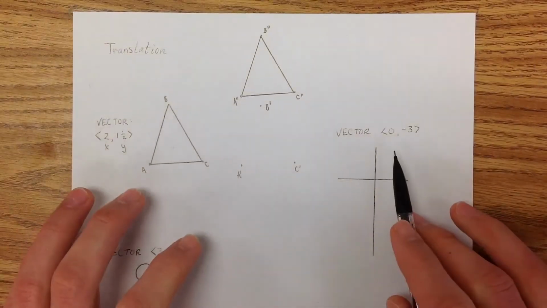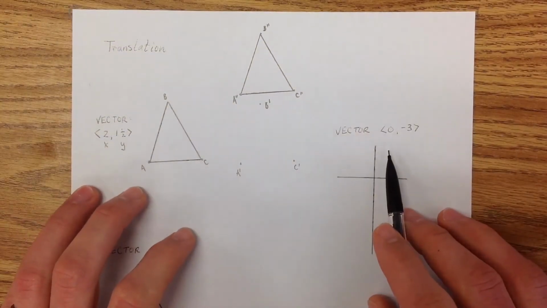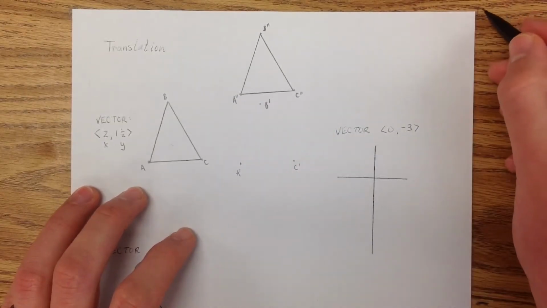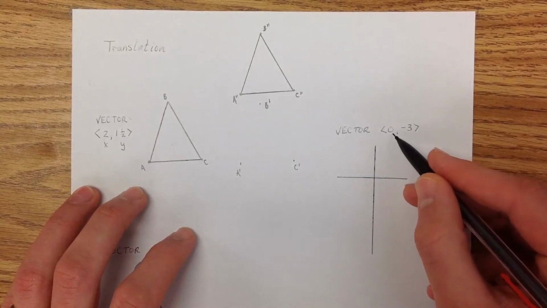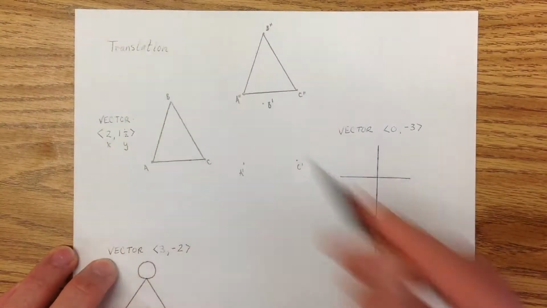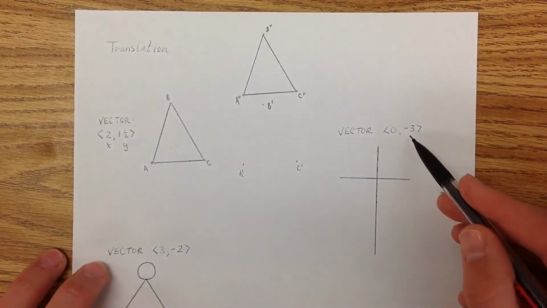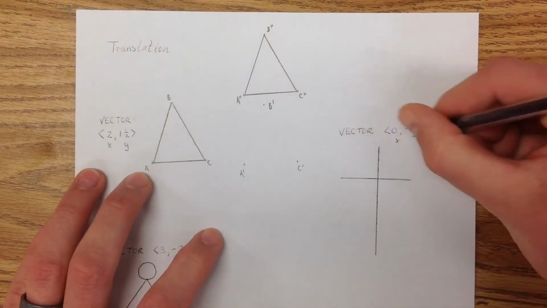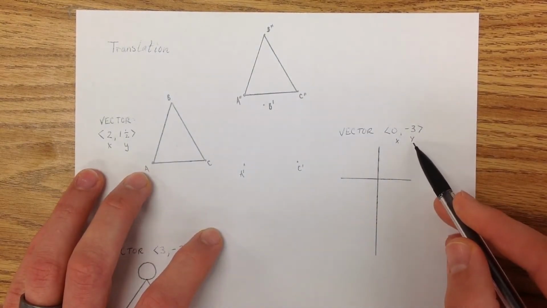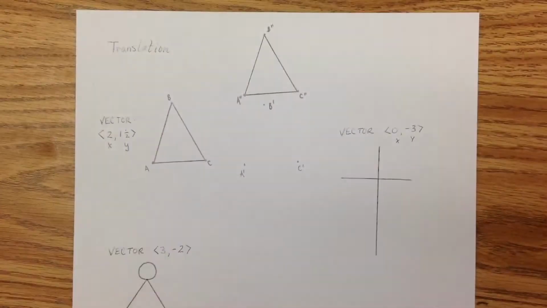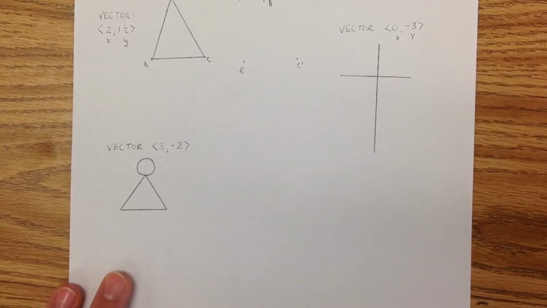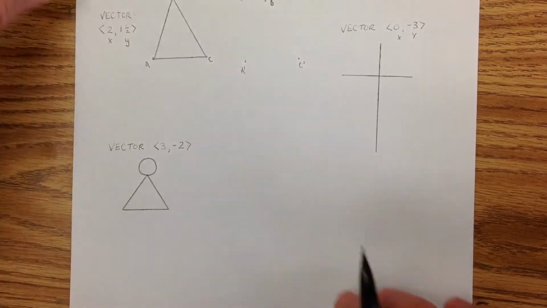All right, this one says vector 0, negative 3. So on this one, how far left and right am I moving if it's 0? The answer would be none. Not moving it left or right at all. But the negative 3, so remember, treat this like x, treat this like y. Negative 3 for y means down 3. So this one, I'm going to move my paper a little bit so you can see.